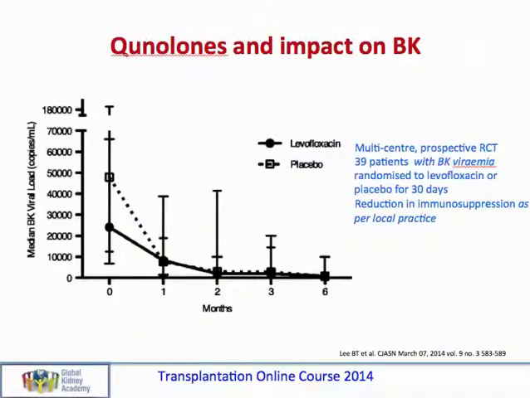And more recently, there has been a randomised controlled trial looking at quinolones. Quinolones in vitro have some activity against BK virus, and so in this very small randomised controlled trial, 39 patients with established BK viremia were randomised to levofloxacin or placebo for 30 days. There was a reduction in immunosuppression, but that was as per local practice, so that varied from site to site. So big limitations in this study: a small trial, variable reductions in immunosuppression. But as far as we can tell, on the basis of this, albeit limited evidence, there was no impact of levofloxacin on BK viral load.